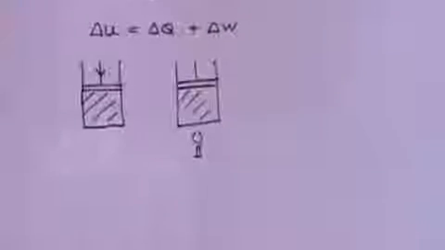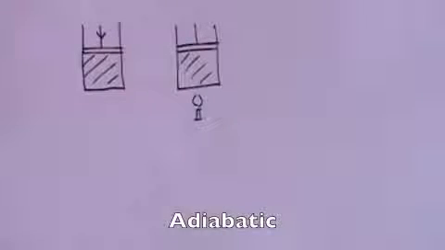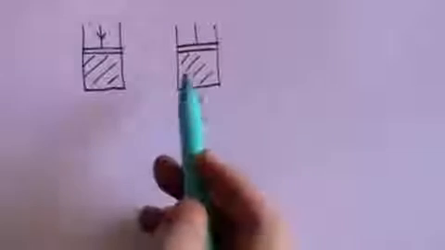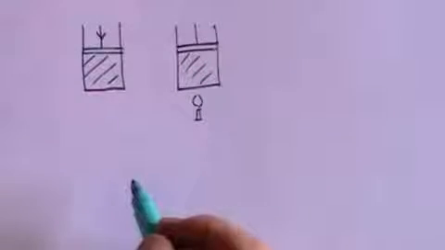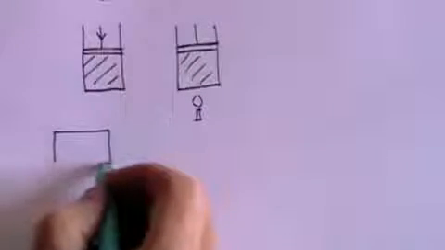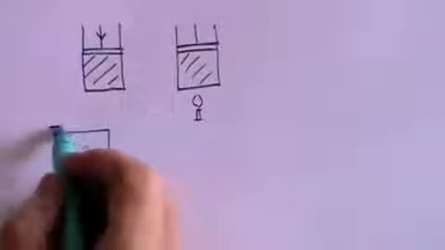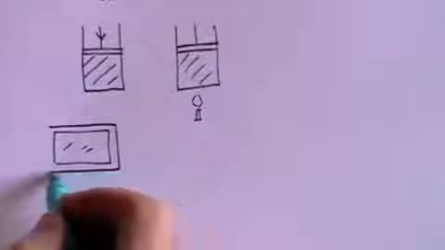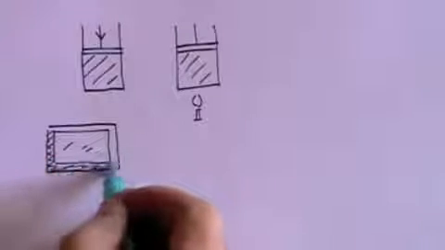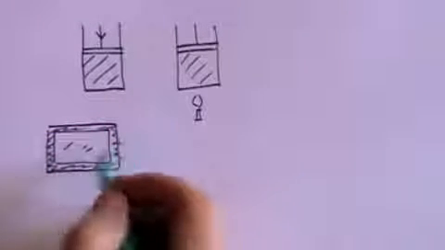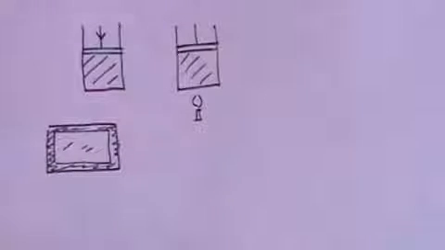Now there are different ways in which all this can happen, different ways in which energy can change. There's a process called adiabatic, which means that there is no heat in and no heat out, but the temperature inside the system can still change. The way this usually works is that you take a system here and you surround it by some kind of insulating material such that no heat can get in and no heat can get out. And that's called adiabatic.